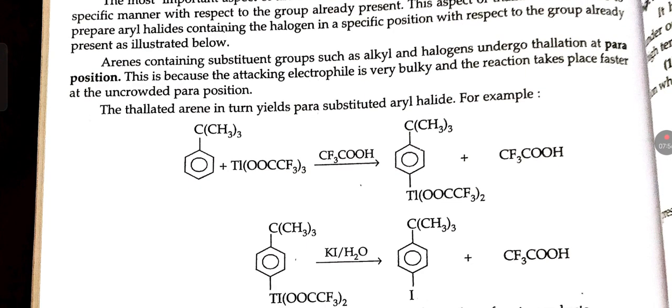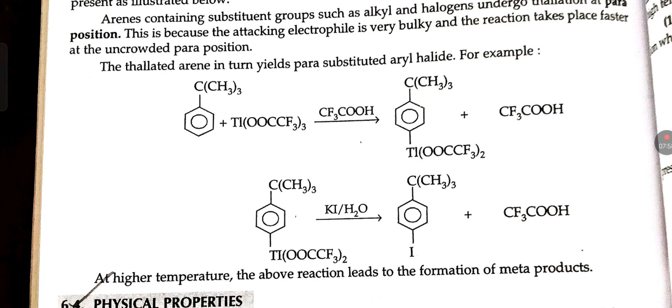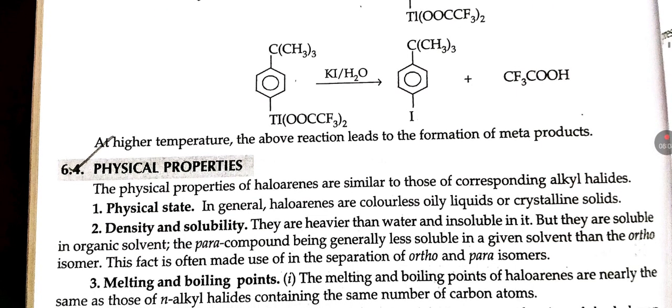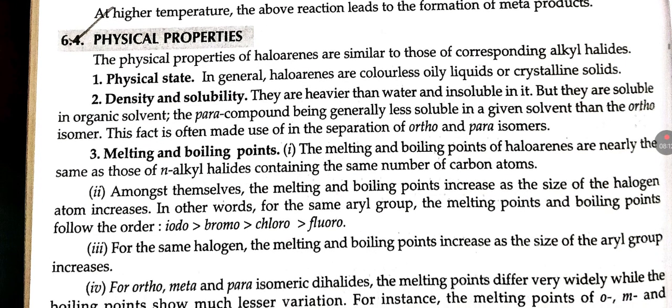This is because the attacking electrophile is very bulky and the reaction takes place faster at the uncrowded para position. The thallated arenes in turn yield para-substituted aryl halides. At higher temperature, the above reaction leads to the formation of meta products.